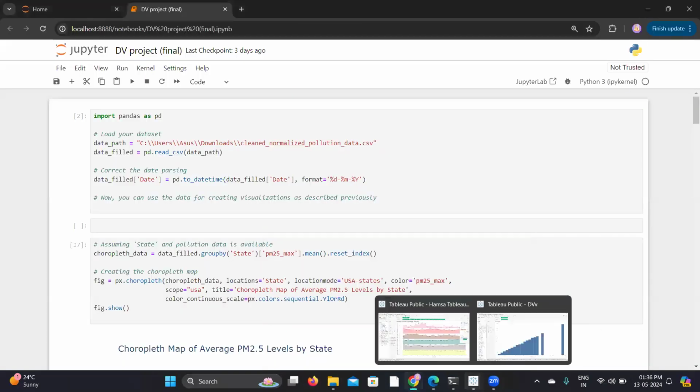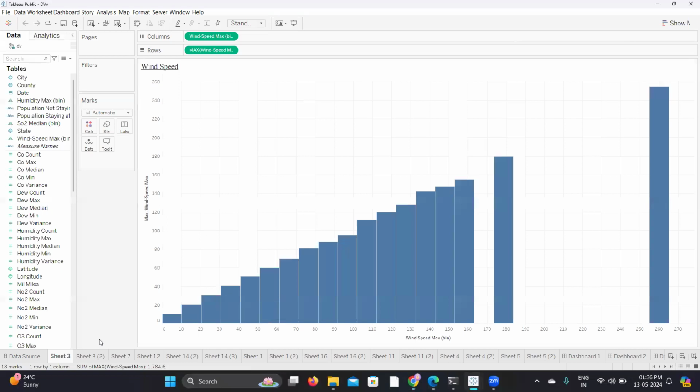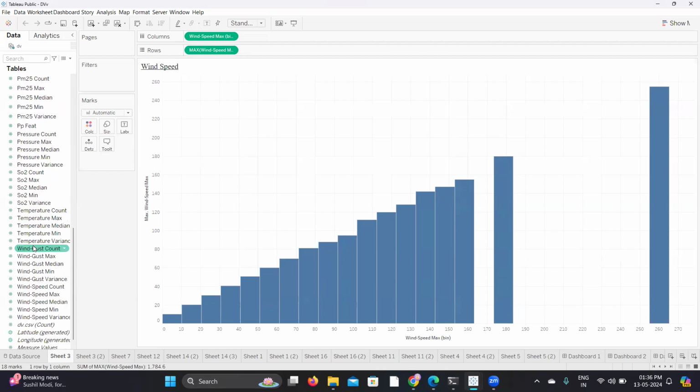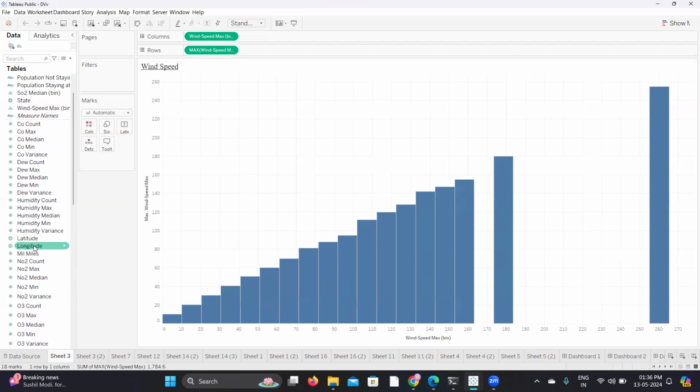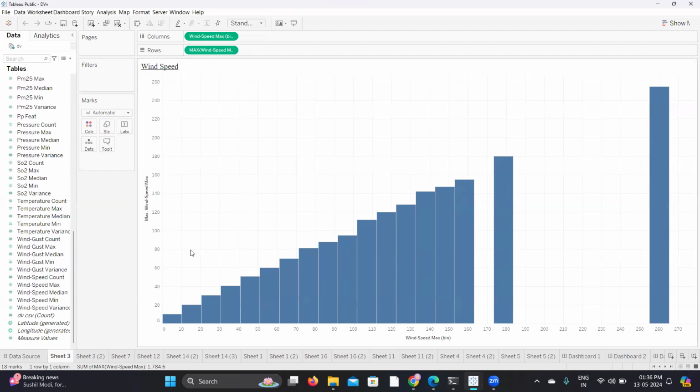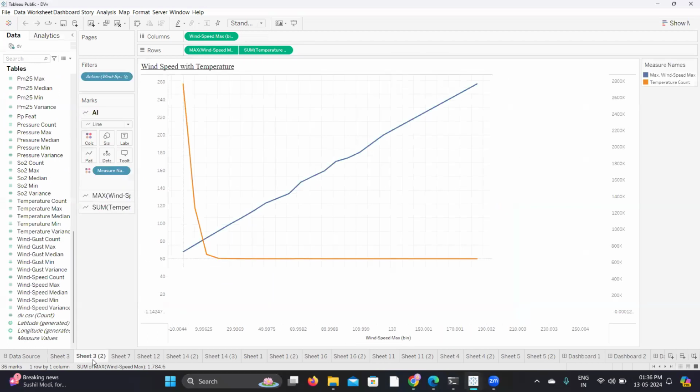So next we have this. We have created so many graphs with this data set. In the left corner, you can see the tables and all the elements which we collected from the data set after cleaning it. So these are the graphs we generated.